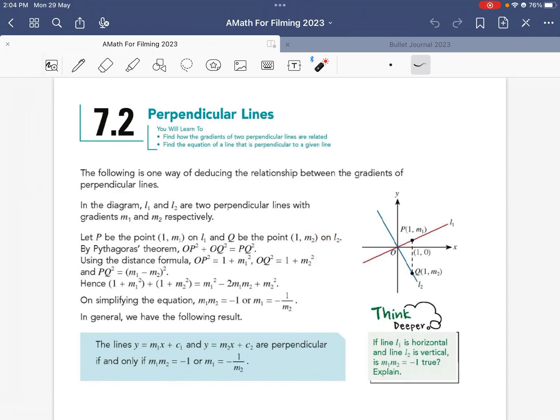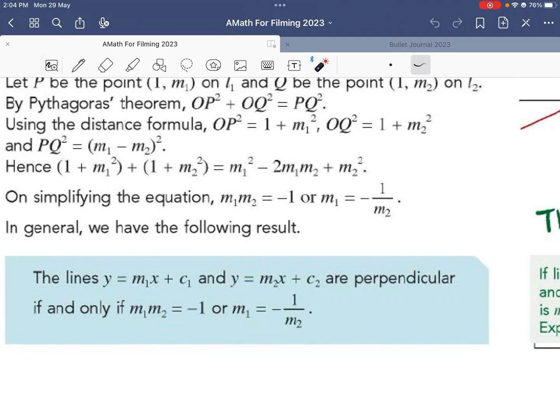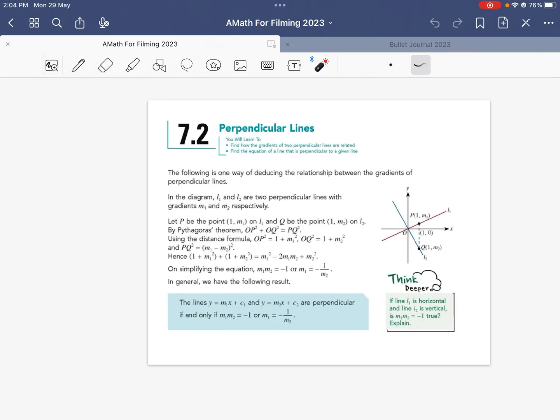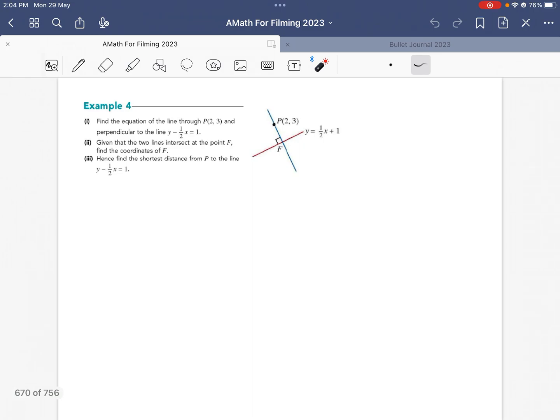We can go through the proof of it in class, but what you do need to know is something special about perpendicular lines: if you take the two gradients and multiply them together, gradient 1 times gradient 2, the product of these two gradients will be equal to -1. That's it. So what you need to memorize is that for perpendicular lines, the product of the gradients is -1. Let's see how we can apply this to some problems.